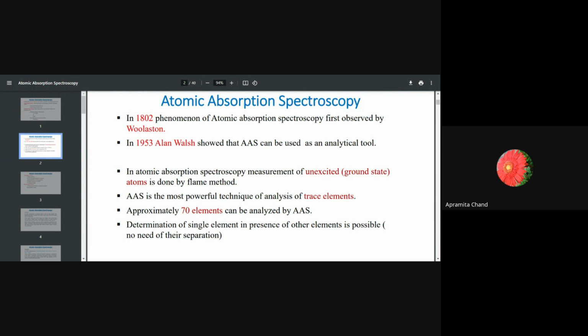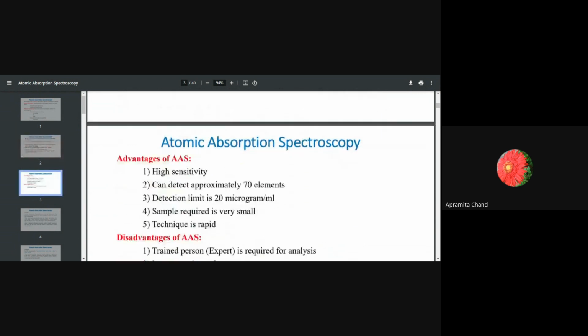Also, when you're doing this particular kind of spectroscopy, you do not need to resort to separation methods. Even if other elements are present, you can determine the single element of interest. Basically here you are measuring unexcited atoms, that is, ground state atoms. This is done by the flame method.